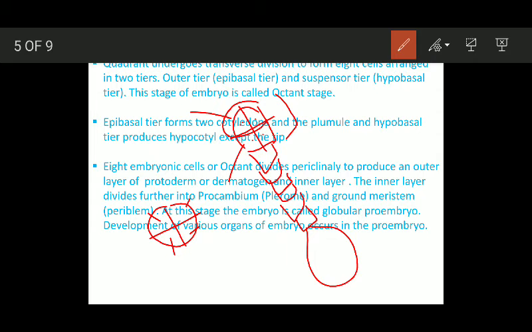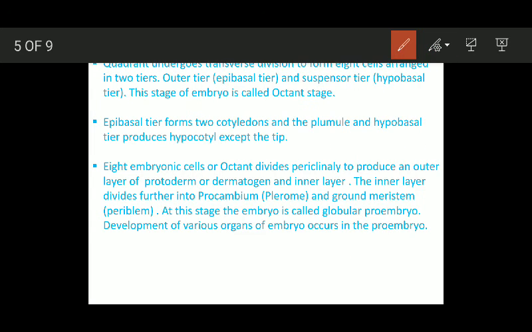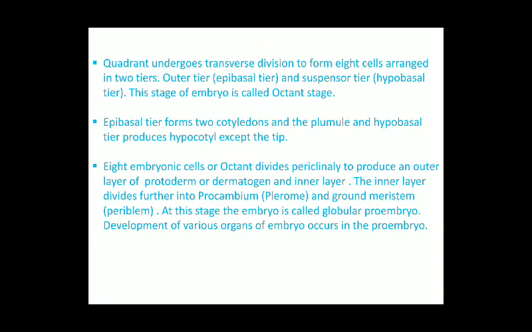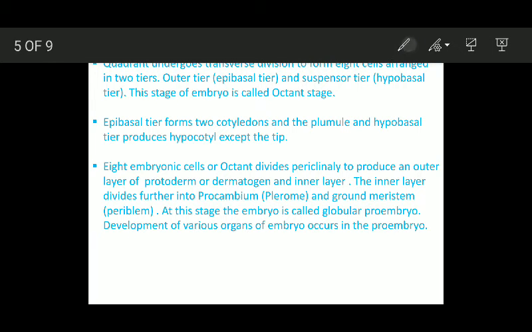ओके, सो the quadrant, it divides transversely to form 8 cells which are arranged in 2 tiers: outer tier, which is also known as epibasal tier, and suspensor tier, which is also known as hypobasal tier. And this stage in the development of embryo is called octant stage. Now what is the fate of epibasal and hypobasal tiers?